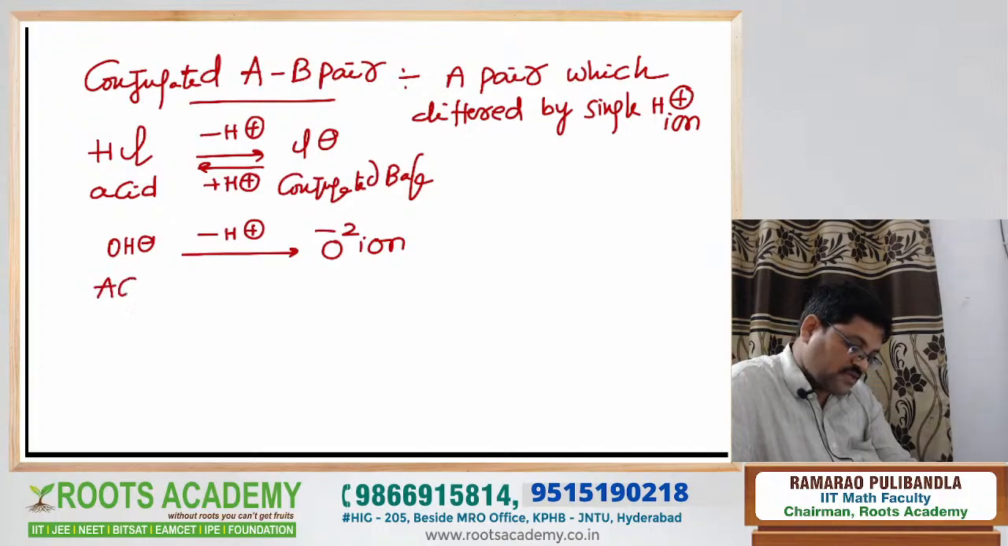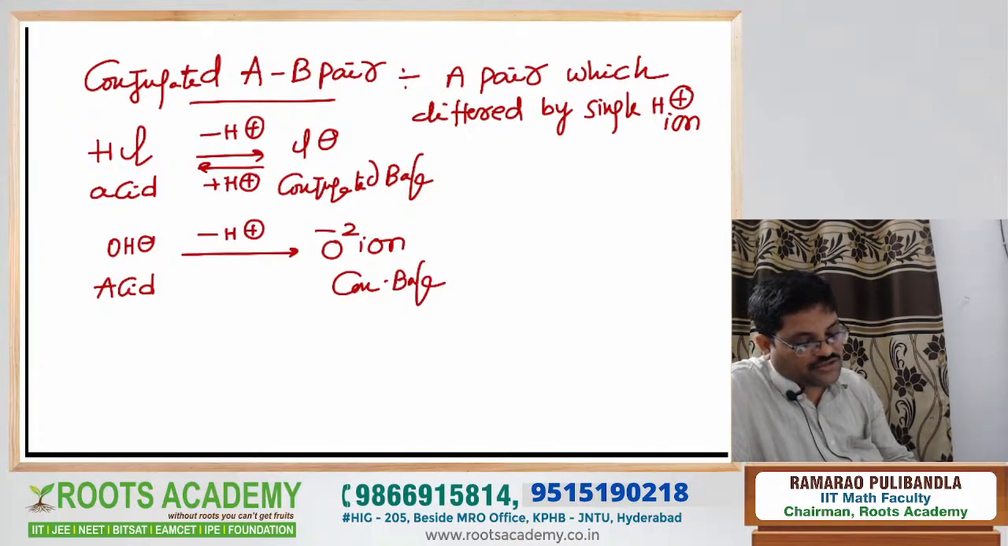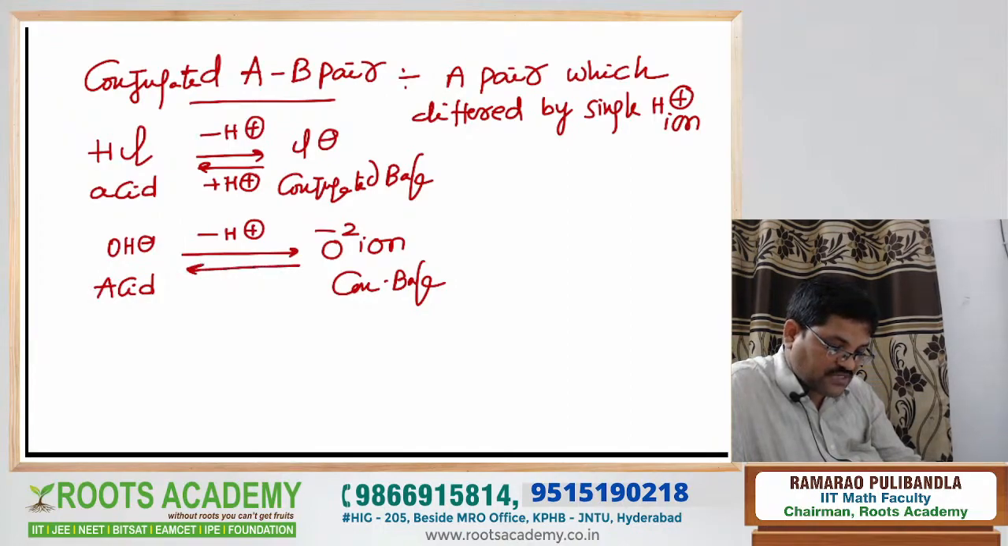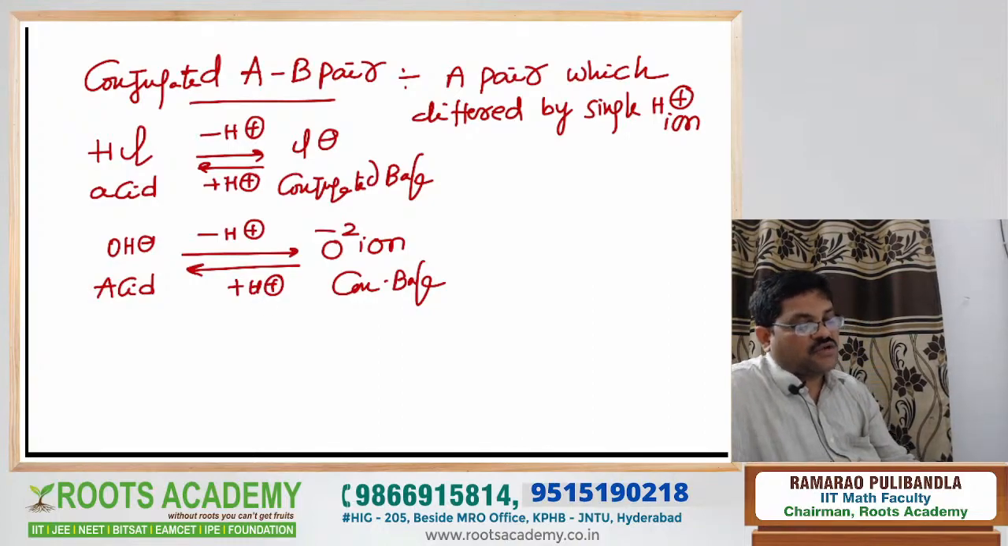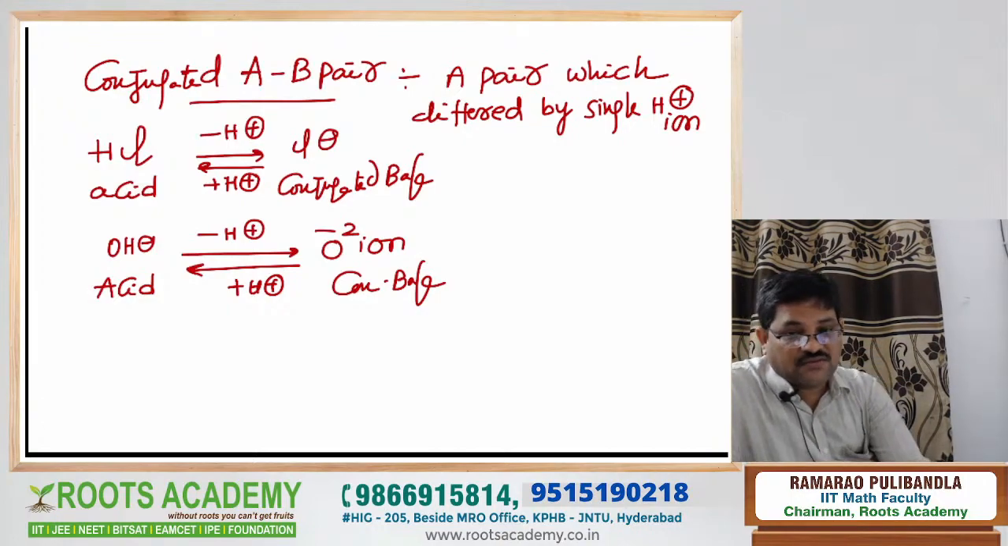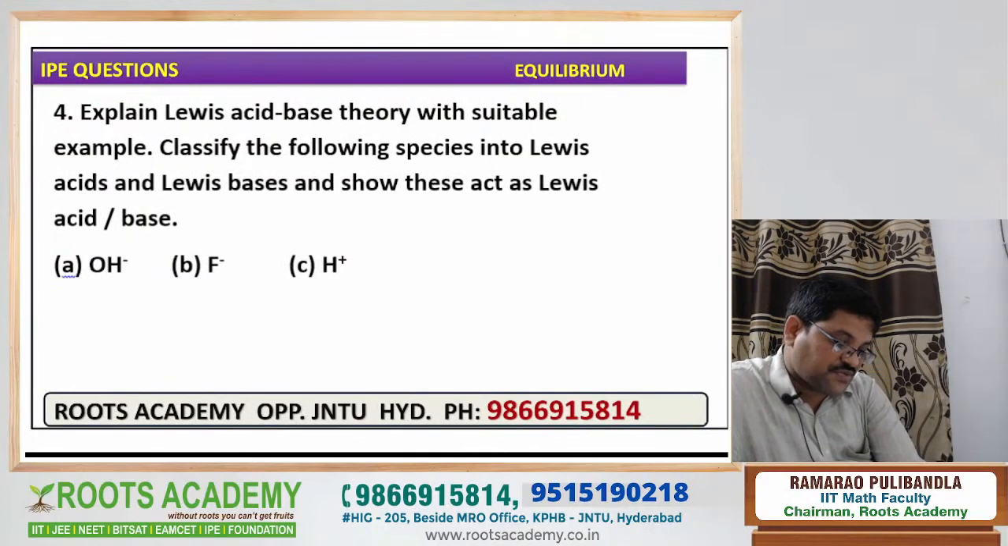Now here OH minus is an acid. The corresponding O minus 2 ion is called what? Conjugate base. Now to this conjugate base, when H plus is added and forms OH minus, that is the meaning of what? Conjugate acid base pair. So these are some of the examples. You can write a 4 marks question like this.